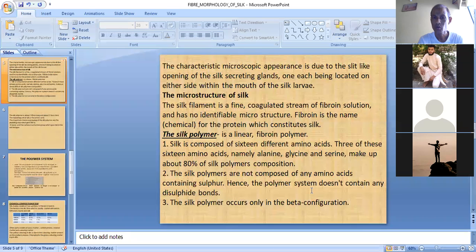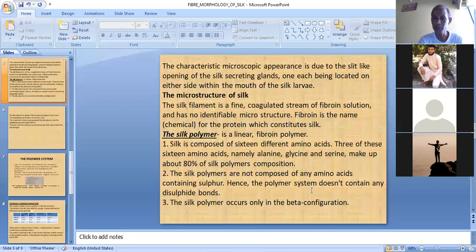Repeat the whole slide now. The silk filament is a fine coagulated stream of fibroin solution and has no identifiable microstructure. Fibroin is the name for the protein which constitutes silk. Clear है यहाँ तक?